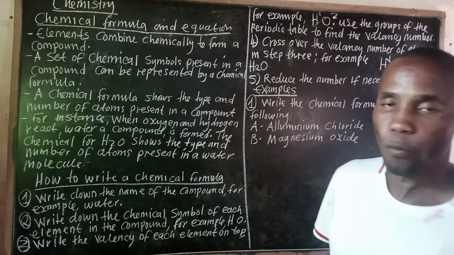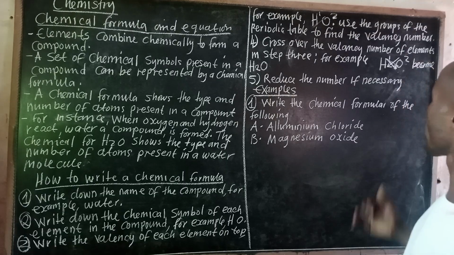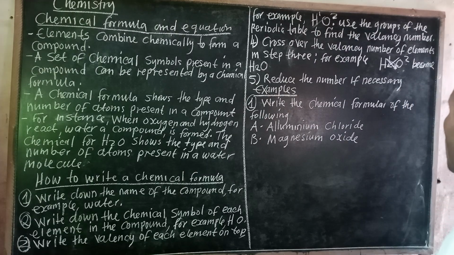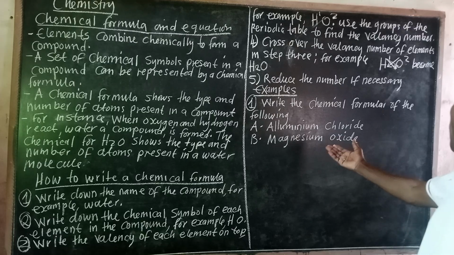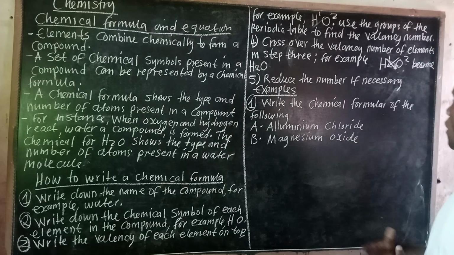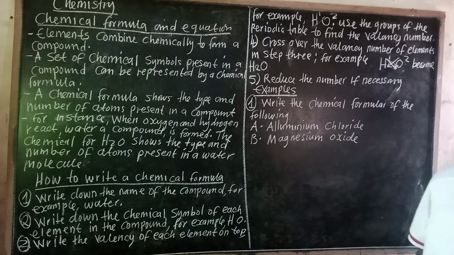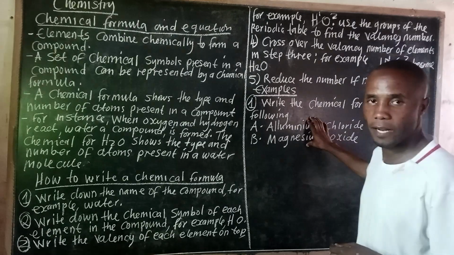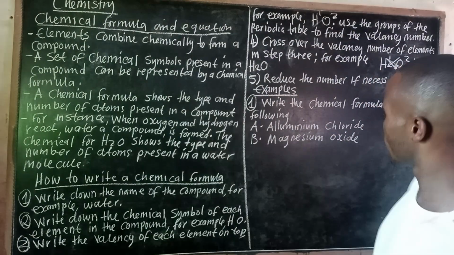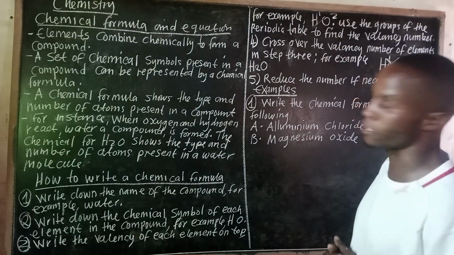So now, we are going to look at the following examples. Write the chemical formula of the following. A, aluminium chloride. Then B, magnesium oxide. Remember, when writing the chemical formula, we should use the periodic table. So that is the one we are going to use.